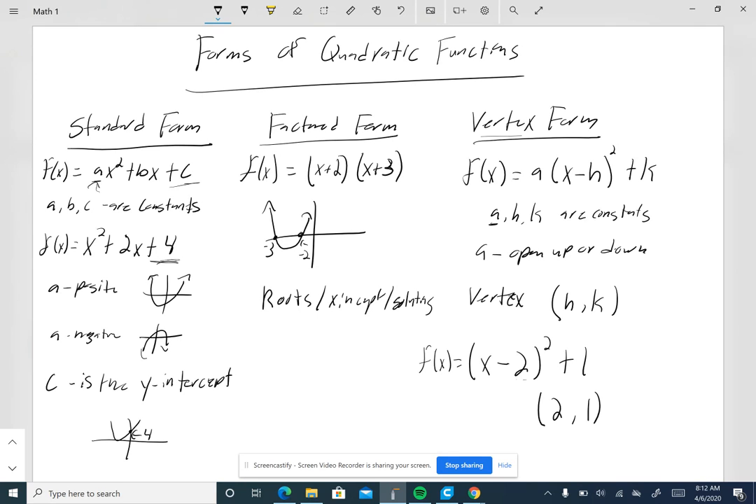So, main thing from this video: standard form tells us whether or not it opens up or down, and gives us the y-intercept. Factored form tells us the roots, x-intercepts, solutions, all the same thing. Vertex form gives us the vertex, and they all tell us whether or not they open up or down. So this is just a little intro. Know that we could have three different forms to represent the same function, and we'll look at an example of that later.